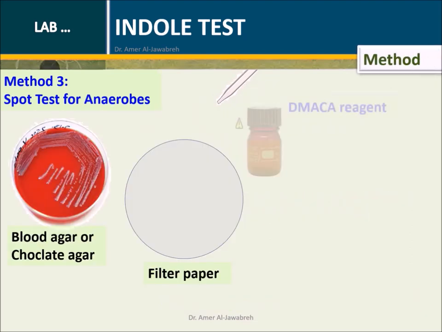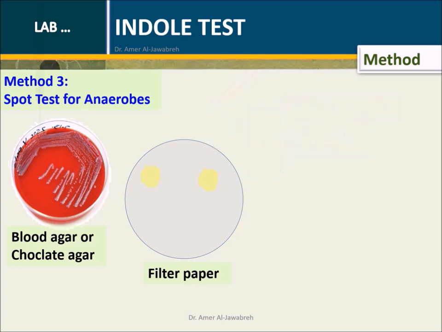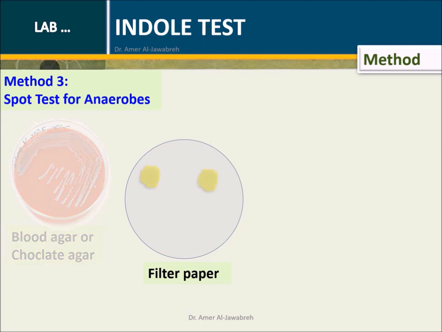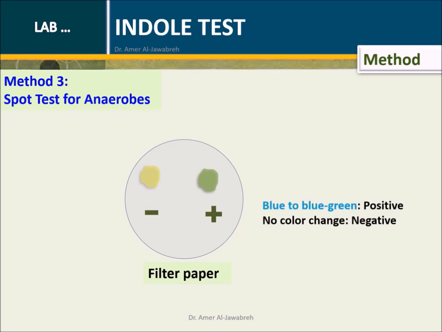Method 3, spot test for anaerobes. Place 1 to 3 drops of Damaka reagent on a filter paper until saturated. Aseptically, take 1 to 2 loopfuls of test bacteria from blood or chocolate agar. Rub it onto the reagent-saturated area of the filter paper. Observe for color development within 30 seconds. Blue to blue-green indicates a positive result. No color change indicates a negative result. Sensitivity of the test, 99.6%.